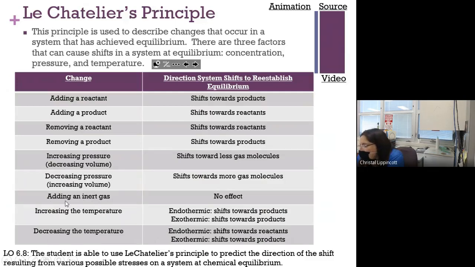Adding an inert gas, this is one that they will get you on. Be very careful. Adding an inert gas doesn't have any effect on it. Because it's inert, it's not going to react with the stuff, so it's not going to change things. Increasing temperature then, endothermic shifts towards the products, exothermic shifts towards the reactants. Just think of heat as a reactant or as a product. If it's endothermic, then it's going to get added, like another reactant sitting there. If it's exothermic, it's going to be like another product sitting there. So an inert gas is one that doesn't share a common ion, right? It's just a gas that doesn't share a common ion.